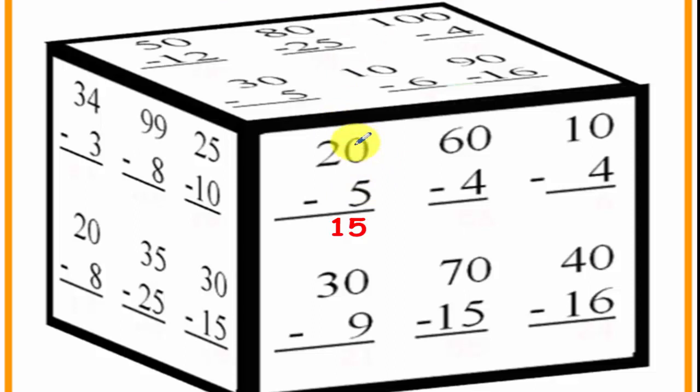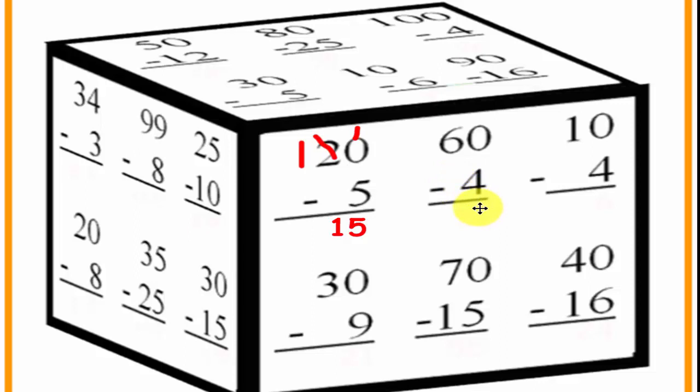5 from 0 can't do, so we borrow a 1 from the tens column. No longer is this a 2, it's a 1. And we transfer 10 over to here. Now, 5 from 10 is 5, and we bring down the 1. Hopefully that makes sense. Let's look at this one on this side and see if we have the same thing.